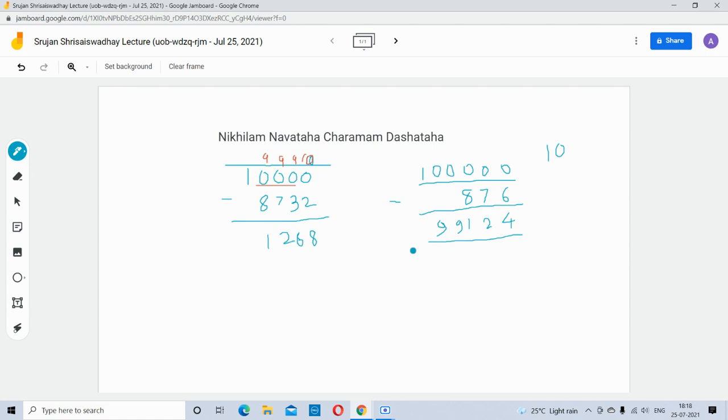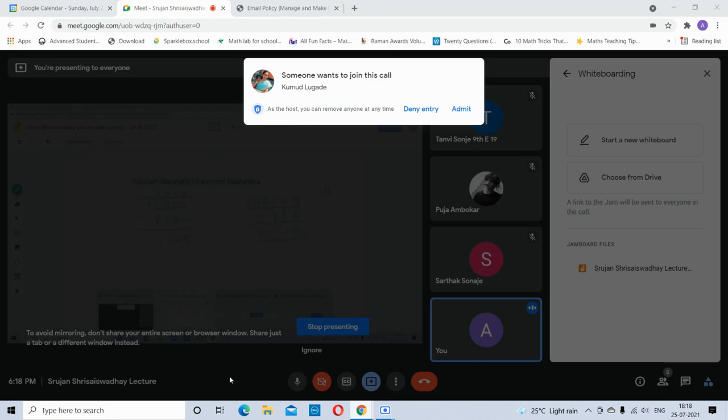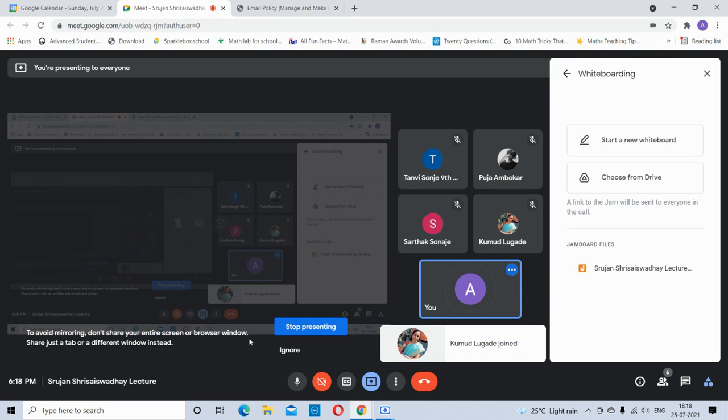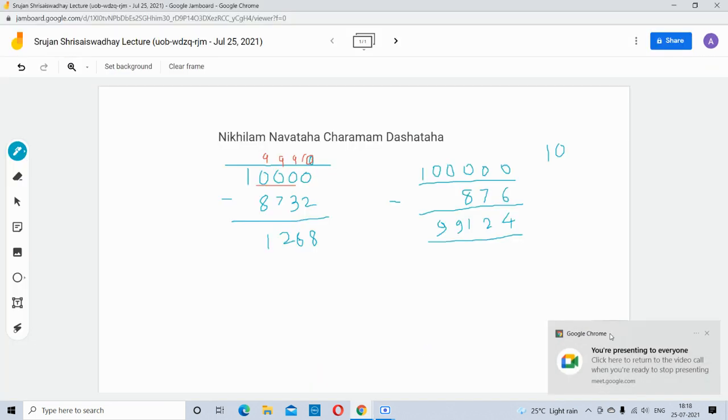So most of the time we don't have change, and we give the shopkeeper 100 rupees or 1000 rupees, and we want to take the rest of the money back from him. So how are you going to take it back? You need to do the calculation very fast. At that time, this Nikhilam Navatashcaramam Dashatah formula will help you to calculate it.